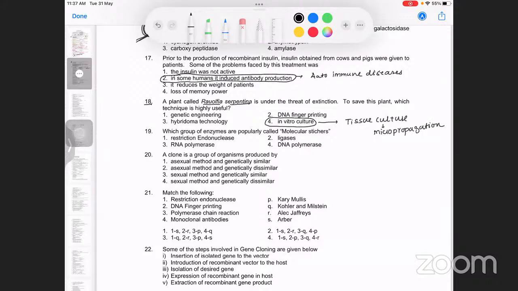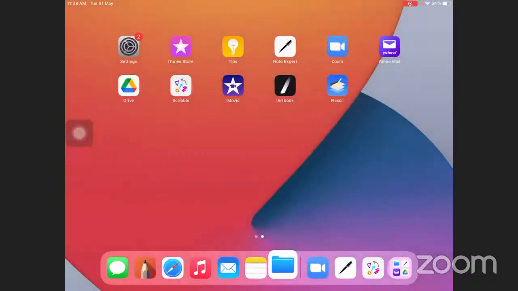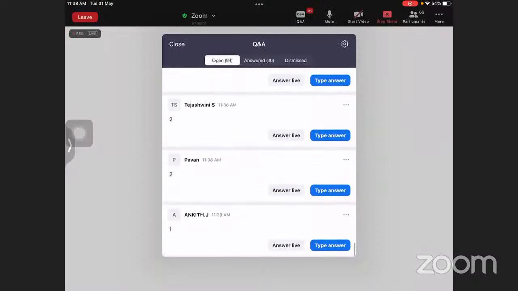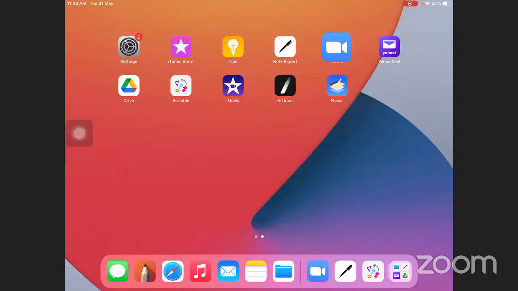Okay. Which group of enzymes are popularly called molecular stitchers? Whether it is restriction endonuclease, ligase, RNA polymerase, or DNA polymerase. Which of the following enzymes are called molecular stitchers? Ligase. Lekashri, very good.